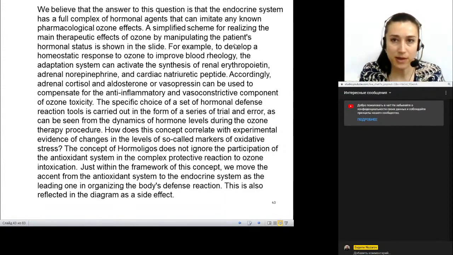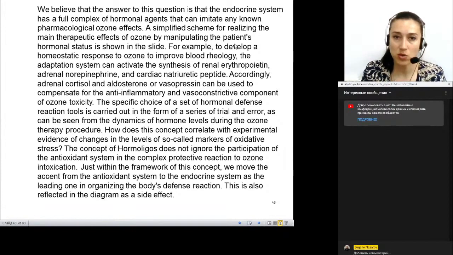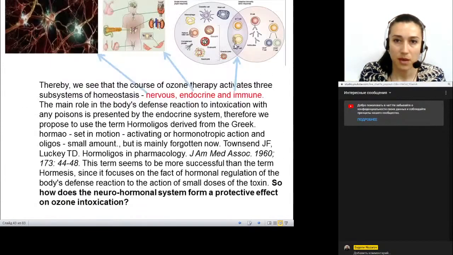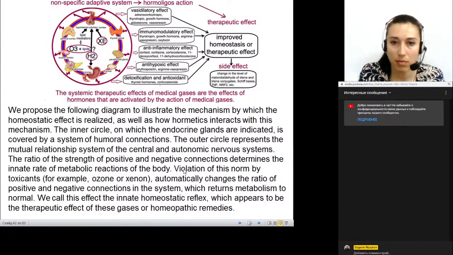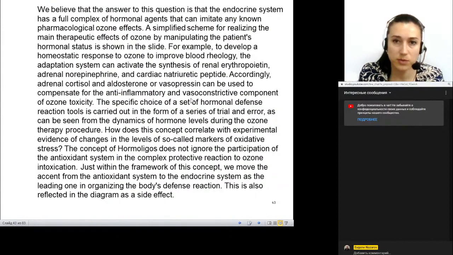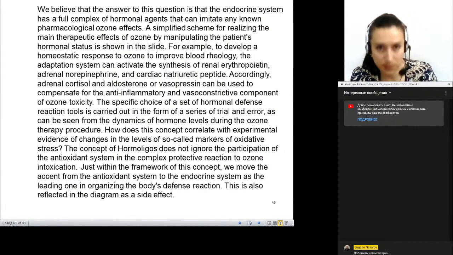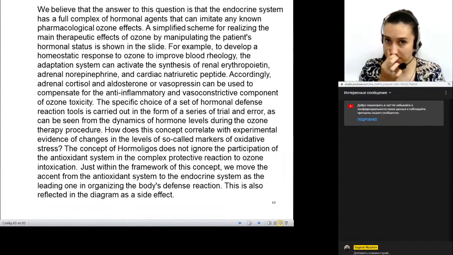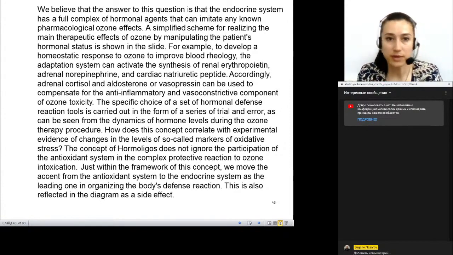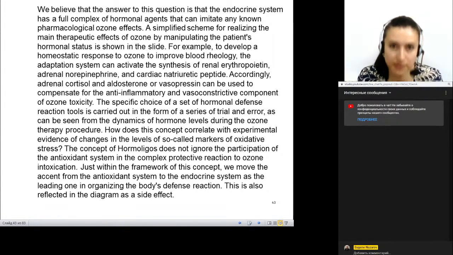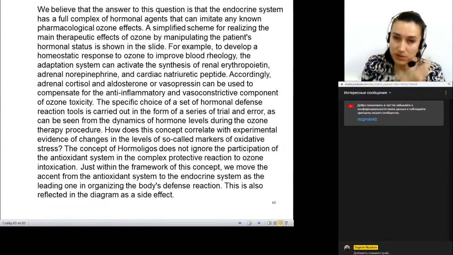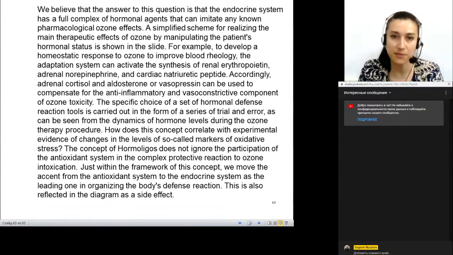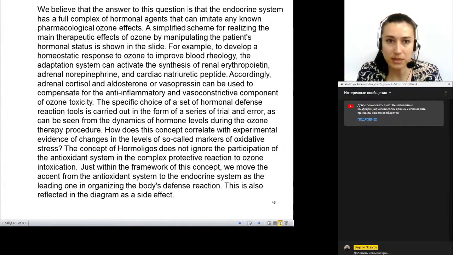A simplified scheme for realizing the main therapeutic effect of ozone by manipulating the patient's hormonal status is shown on the slide. For example, here you can see that, as we said before, to develop a homeostatic response to ozone and improve blood rheology, the adaptation system can activate the synthesis of renal erythropoietin, adrenal norepinephrine, and cardiac natriuretic peptide. Accordingly, adrenal cortisol and aldosterone or vasopressin can be used to compensate for the anti-inflammatory and vasoconstrictive component of ozone toxicity.